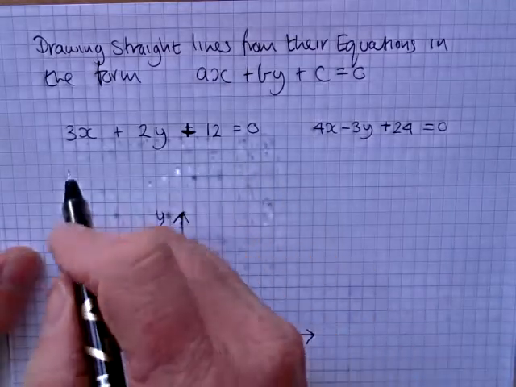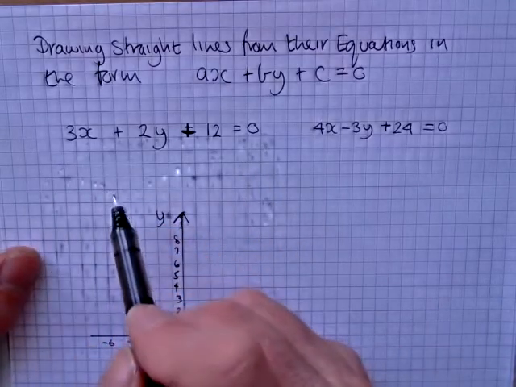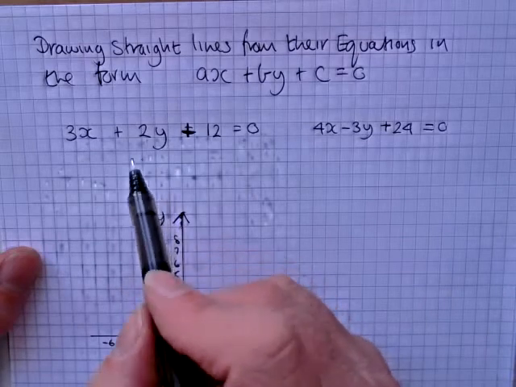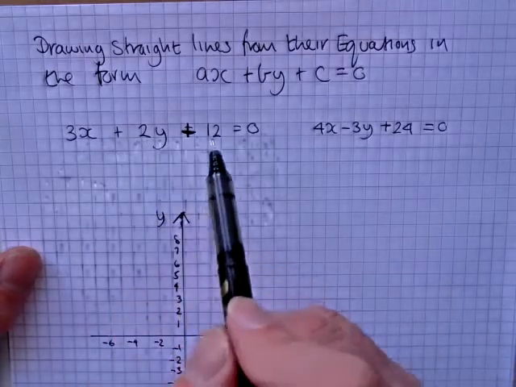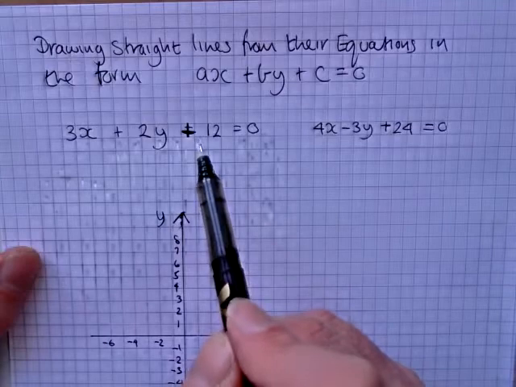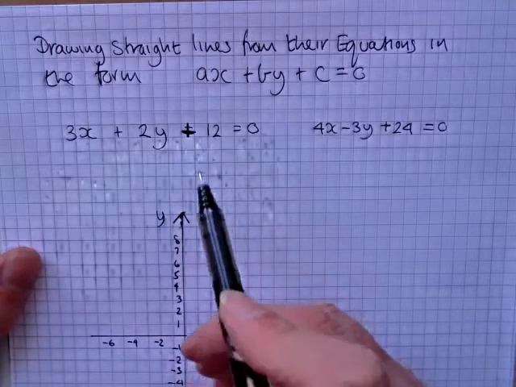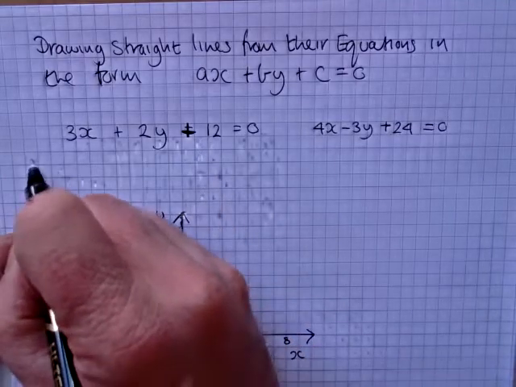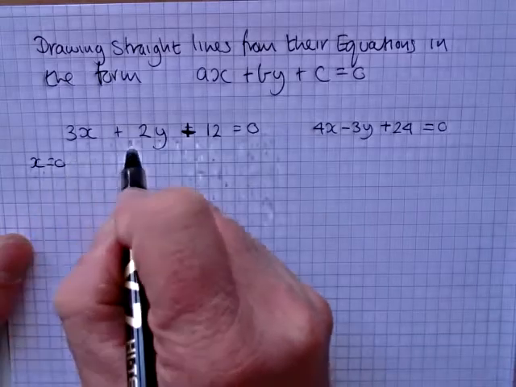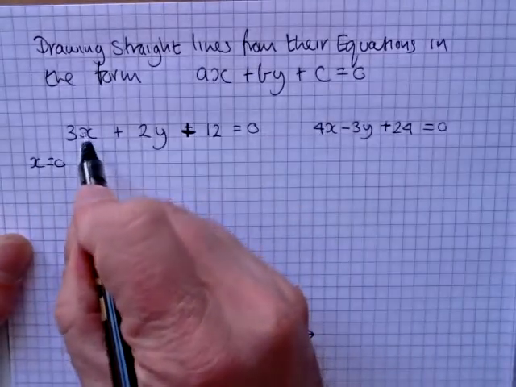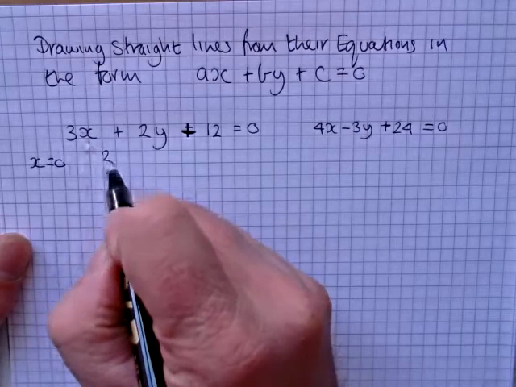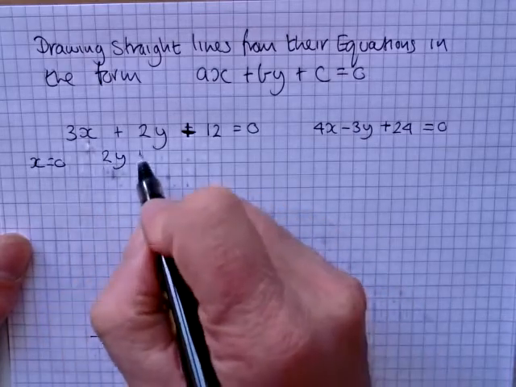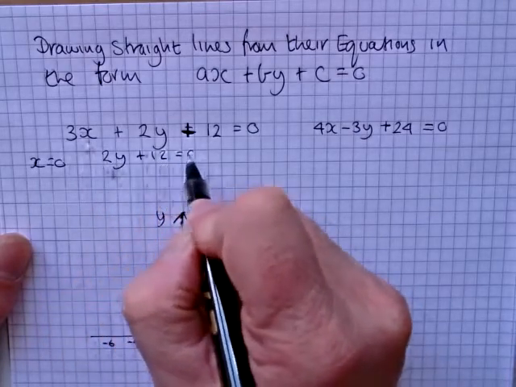The method here is what I call the let x equal 0, let y equal 0 method. What that will do is enable us to find 2 points on the line, and then we can draw through those 2 points and get the line, because we only need 2 points. If I let x equal 0 in this equation, then the 3x disappears, and we get the equation 2y plus 12 equals 0.